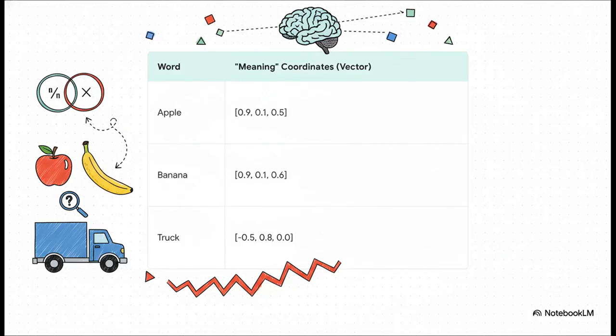Now, check this out. This is where you can really see it in action. Look at the coordinates for apple and banana. See how similar those numbers are? That's because, conceptually, they're both fruits. But then look at the coordinates for truck. They're completely different. The computer can tell just by looking at the numbers that these two ideas are miles apart on that map of meaning.